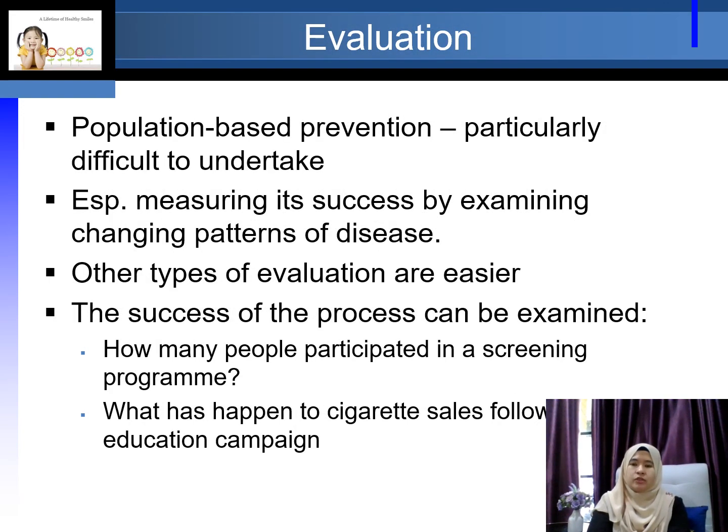Population-based prevention usually is difficult to undertake, especially measuring its success by examining changing patterns of disease is quite hard. So other types of evaluation are easier. The success of the process can be examined by looking at how many people participated in a screening program. What has happened to cigarette sales following a health education campaign? Okay, so in terms of evaluation for the prevention program, it's quite hard to assess.